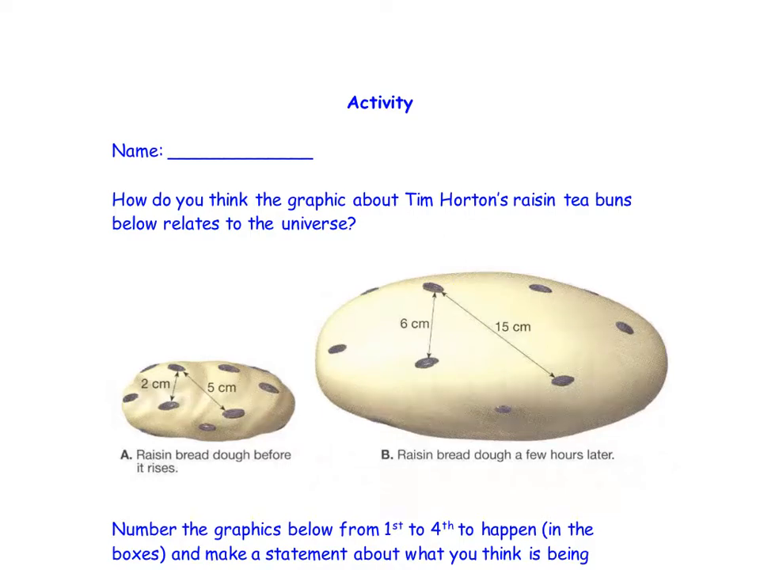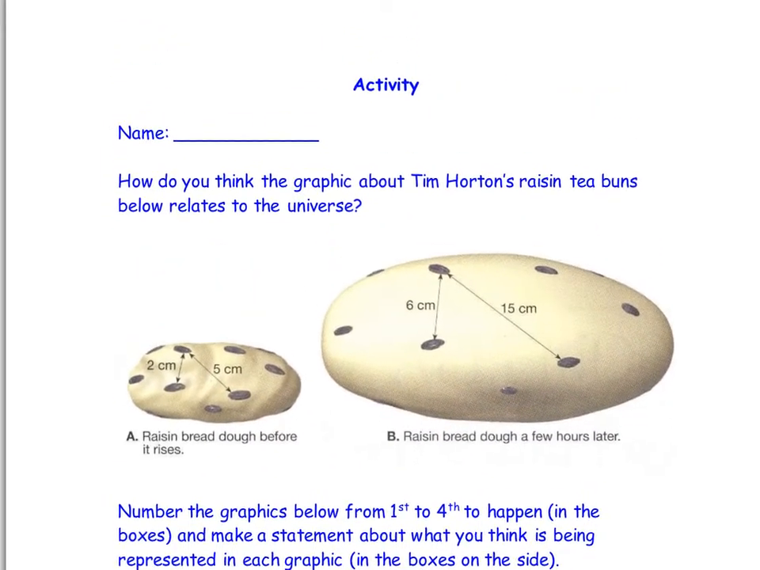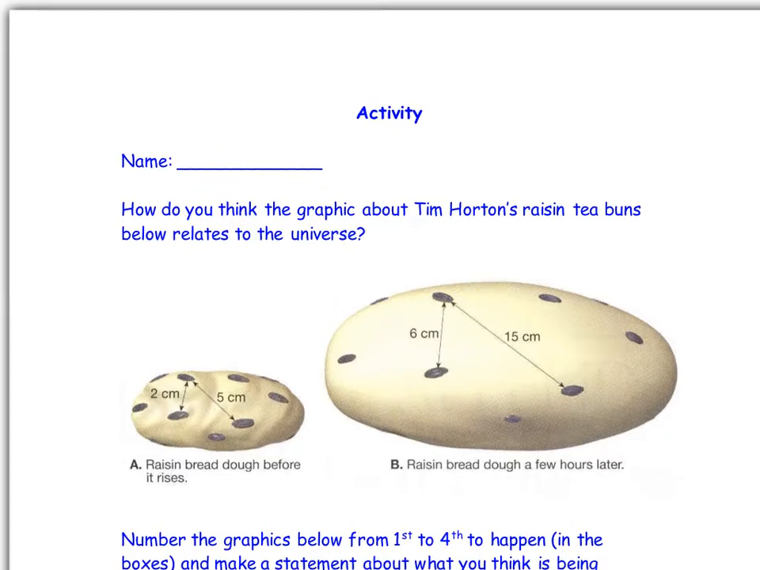So we have an activity here, and it says, how do you think the graphic about Tim Hortons raisin T-buns below relates to our universe? Well, the answer to this question is that T-buns are made from dough mixed with raisins.